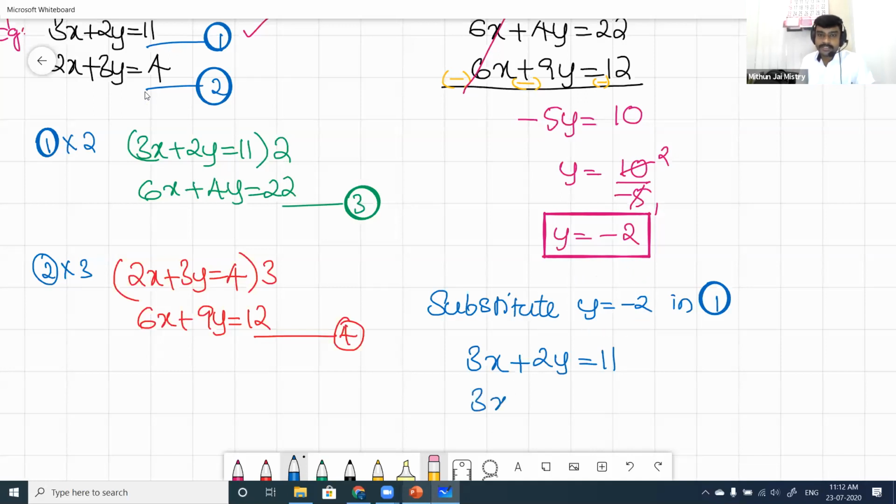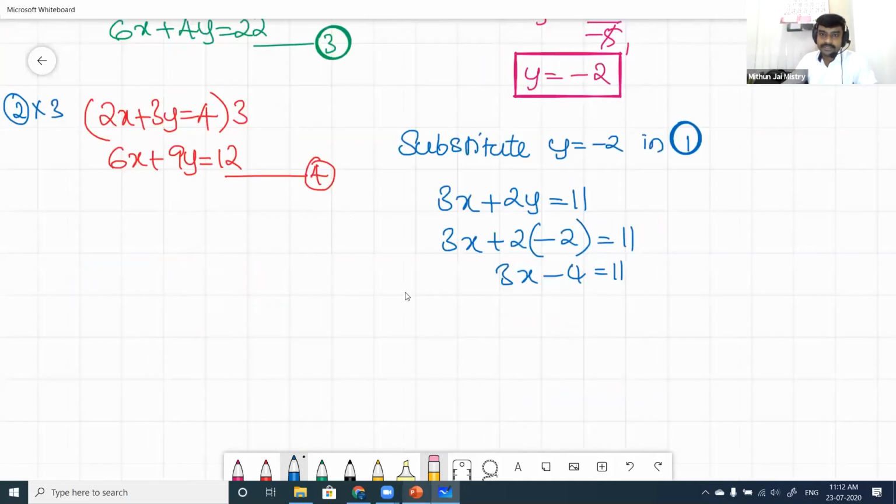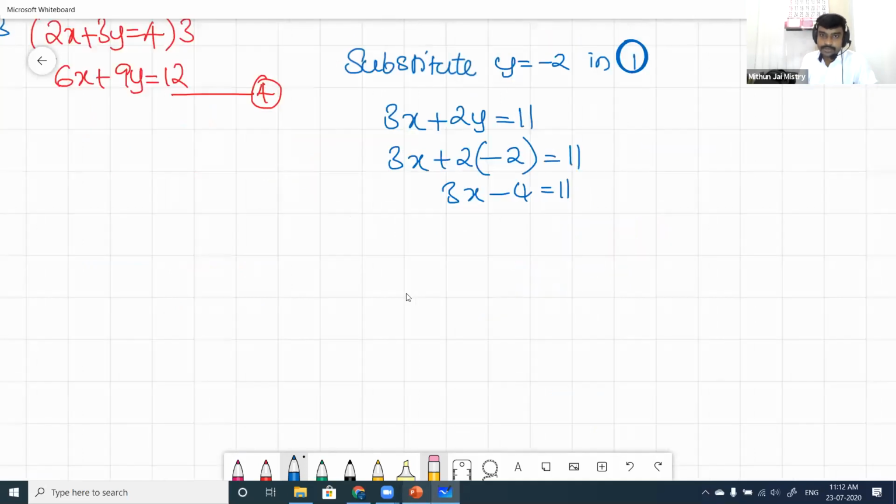So 3x plus 2 into y, in the place of y, we write minus 2 equals 11. That is 3x minus 4 equals 11. And next we get 3x equals 15. Then 3 ones are 3, 5 threes are 15. Here one step gone. You write that step. x equals 5. Right? x is equals to 5.